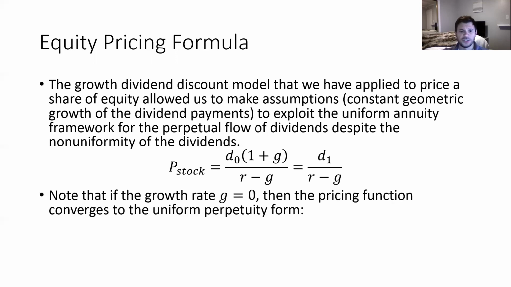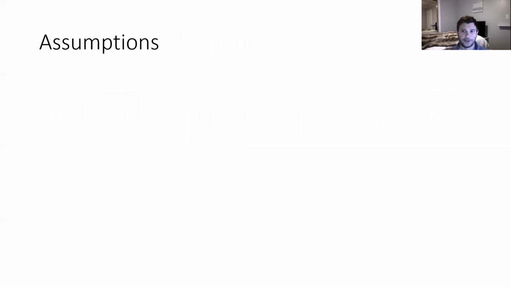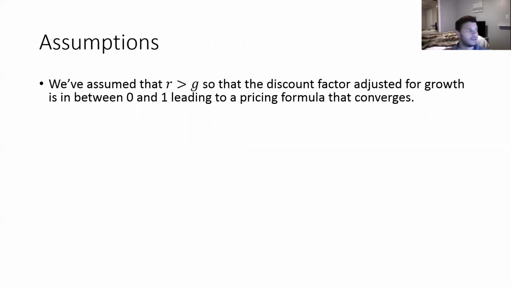Again, if G is equal to 0, then that pricing function converges exactly to the uniform perpetuity solution, right? We just take the uniform dividend, divide it by R, and that's the price of the perpetuity. Okay, now there was one assumption we made here, and that was that R is bigger than G, or the growth rate is smaller than the opportunity cost.